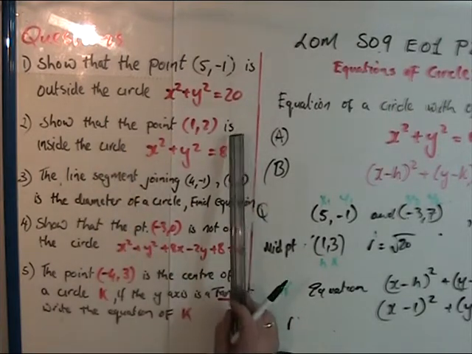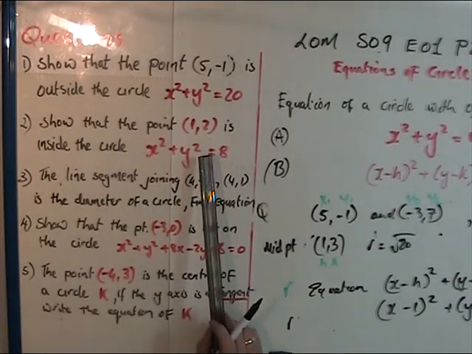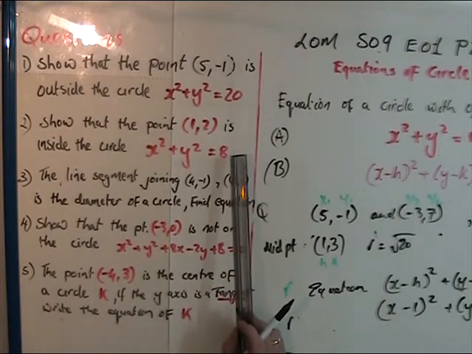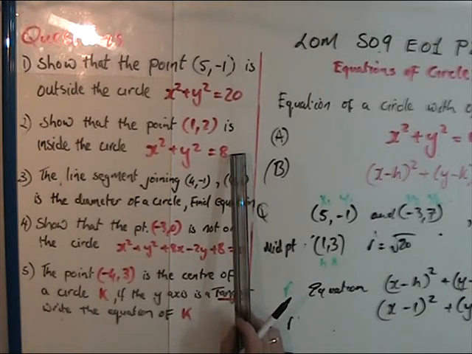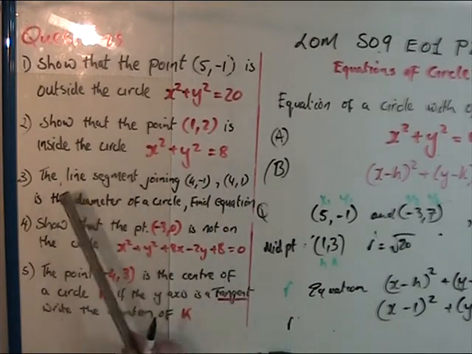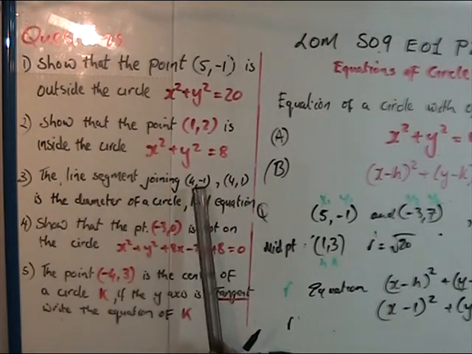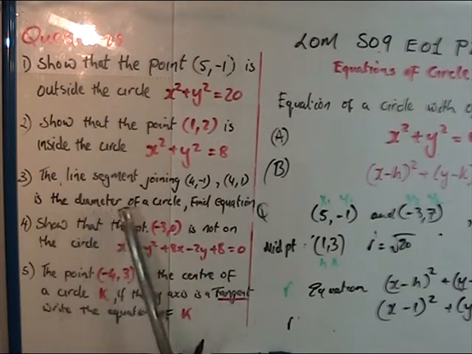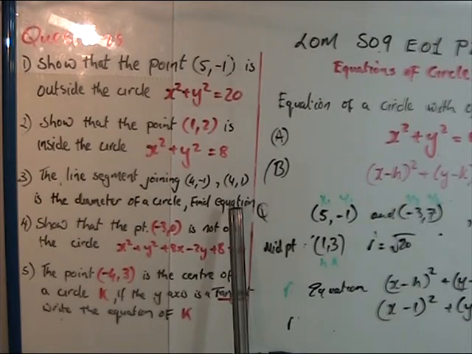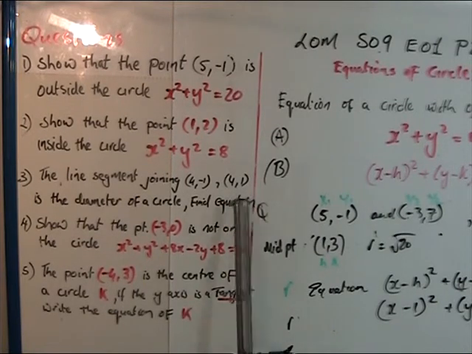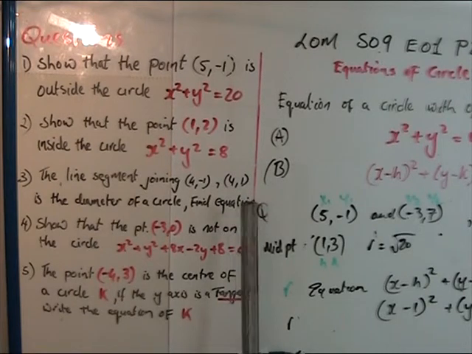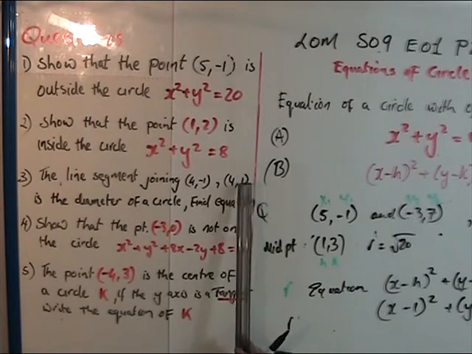Show that the point (1, 2) is inside the circle. You can get the length from (0, 0) to (1, 2) and show that it's less than the square root of 8, because r squared is equal to 8, so r is equal to the square root of 8. The line segment joining (4, -1) to (4, 1) is the diameter of a circle. Find the equation of the circle. Get the center point, which is the midpoint, and then you get the length of r from the midpoint to one of these points. I pick this one.